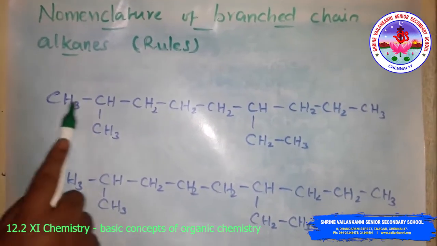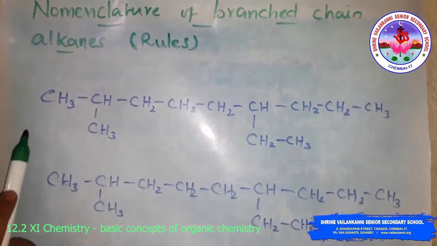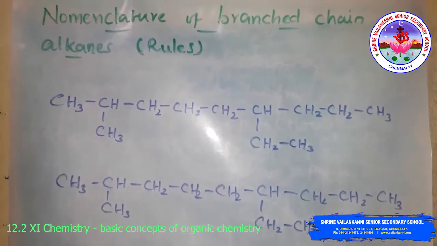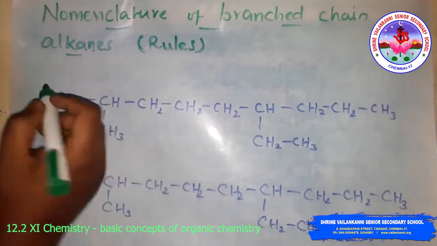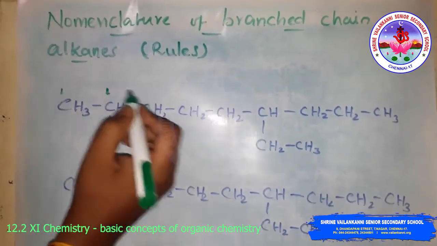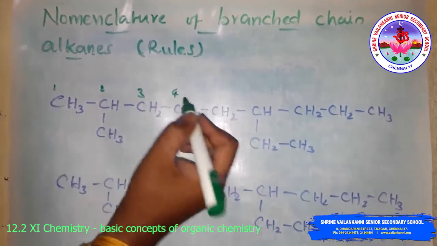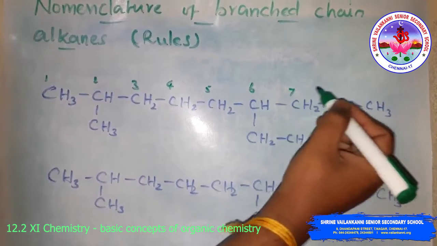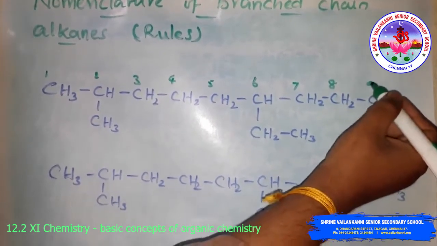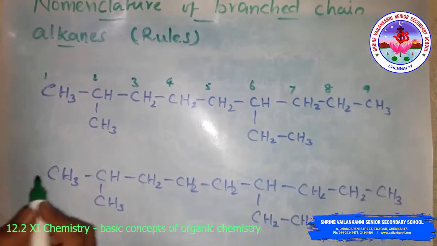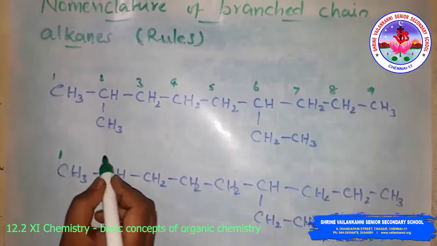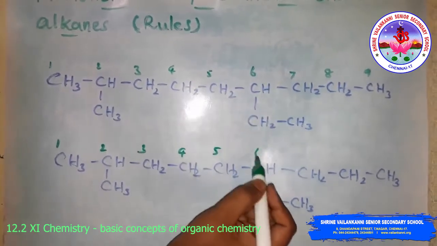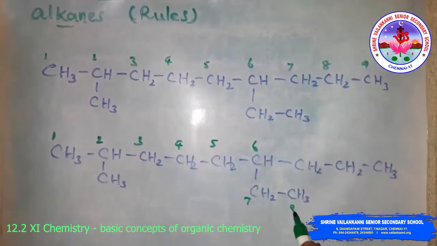See here, this is the longest chain. You can choose two possibilities, but one way is correct. Now I am going to write here. This is 1, 2, 3, 4, 5. That is the carbon number. Okay, 6, 7, 8, 9. This is one possibility. Then the other possibility is 1, 2, 3, 4, 5, 6, 7 and 8.